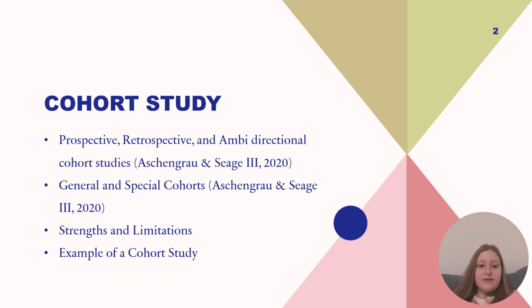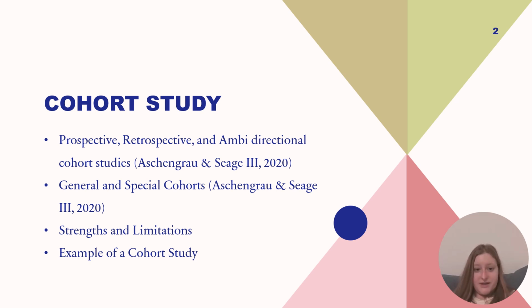So the cohort study is a prospective, retrospective, and ambidirectional cohort studies are the options. There's also general and special cohorts. Some of the strengths include efficiency for rare exposures, and they are able to study multiple effects, outcomes at the same time. Limitations include that they can sometimes be expensive and time-consuming, and they also could require large numbers of subjects that need to be followed for long periods.